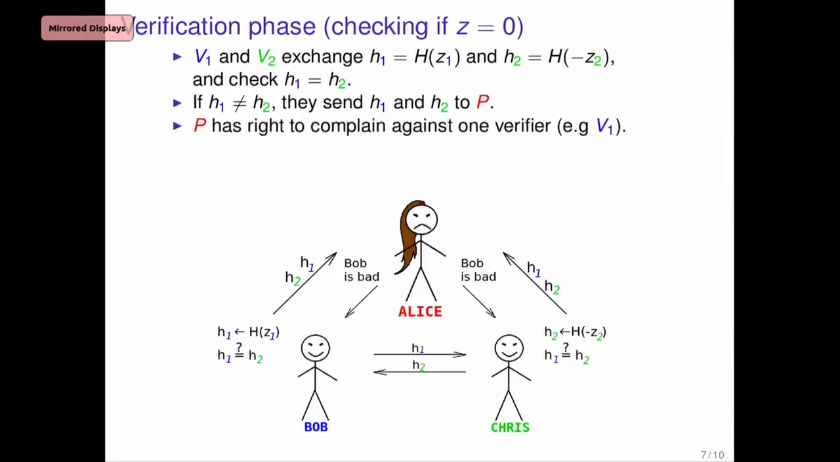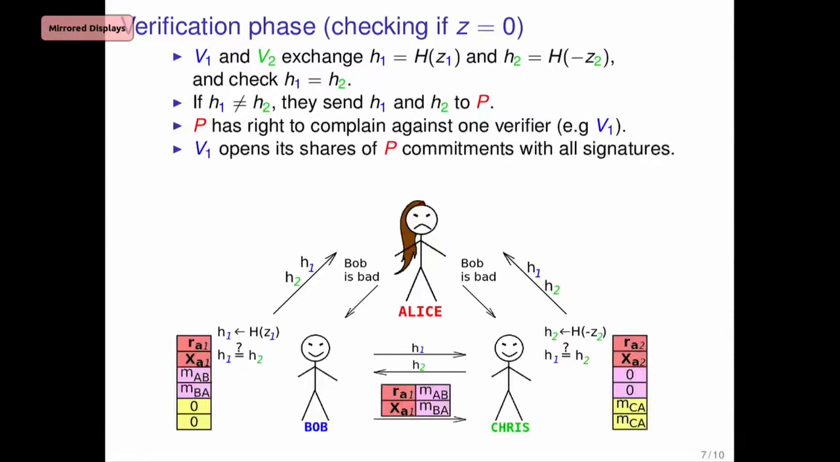And then she has a right to complain against one of the verifiers, for example, Bob was bad. And if there is a complaint, then Bob has to open all the values with the signature of Alice to Chris, and Chris can redo the computation and check. And if these hashes are finally equal, then Alice is honest and Bob was cheating, and if they are still different, then of course Alice was cheating. And again, we can do this opening because there is a conflict between Alice and Bob, so everything that Bob shows to Chris is known to the attacker anyway, so it doesn't leak any additional information to the attacker.